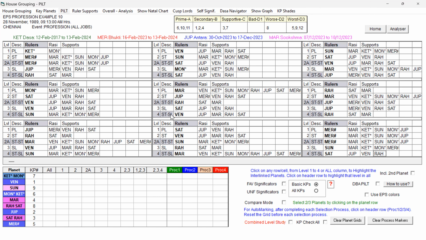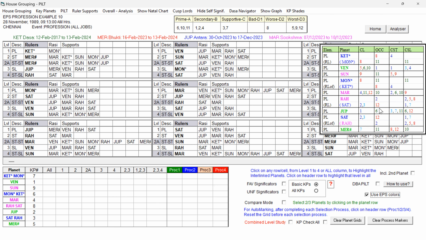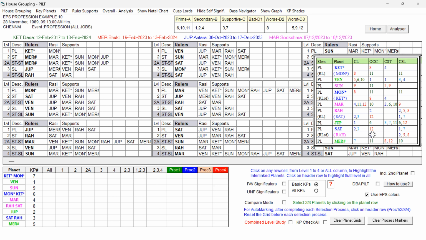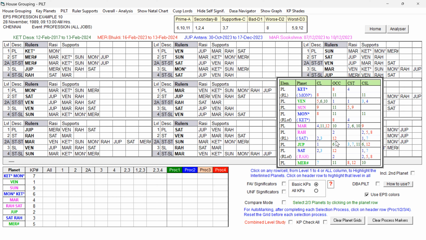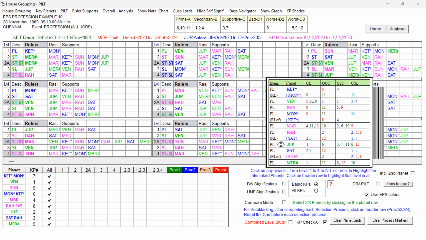Now we are on the PILT page. Let me choose EPS colors. So now all EPS colors which we assigned in the previous video have been given here. And let me choose the self-significators. So now what we have to do, we have to check the destiny. So let us select KP check all, which is the destiny planet.